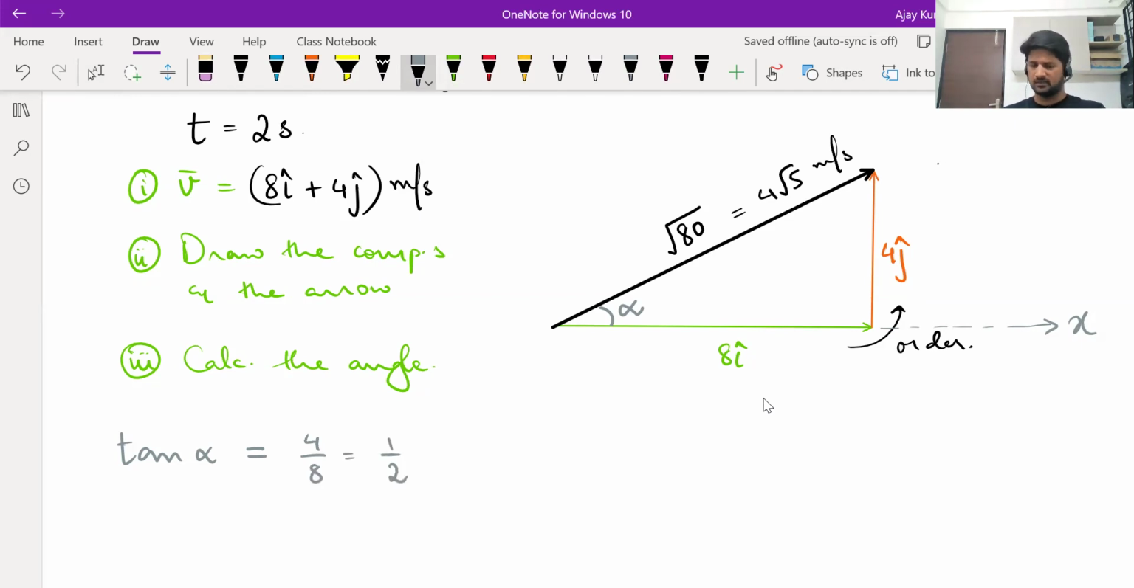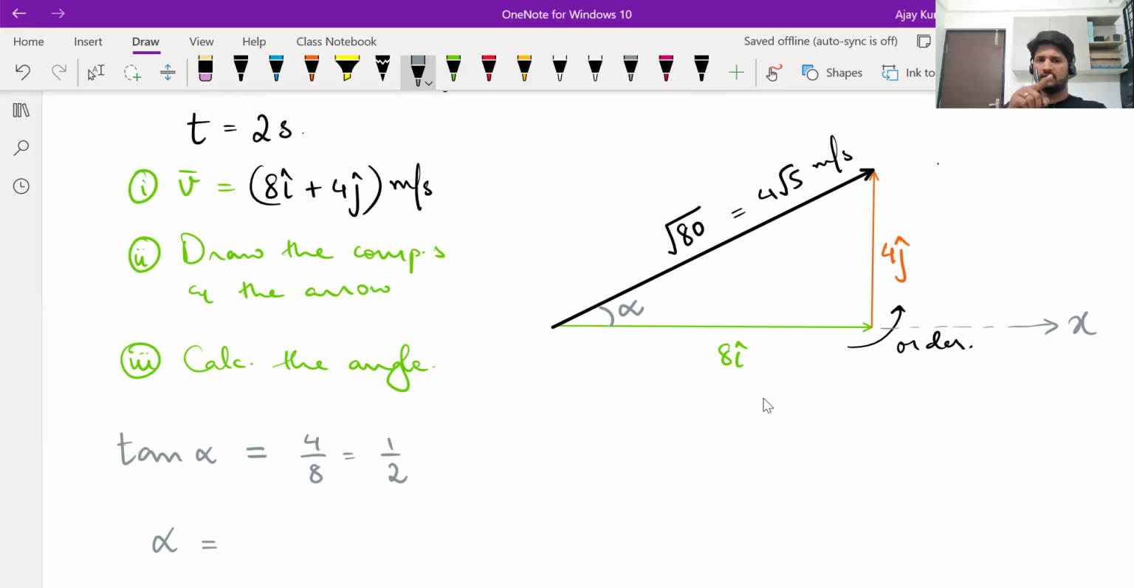So listen, some of you may be new to this, but anyway, you all will be writing objective exams. They may give you tan alpha in the options, or they may ask you the alpha value in the options. Then you should send tan to that side.